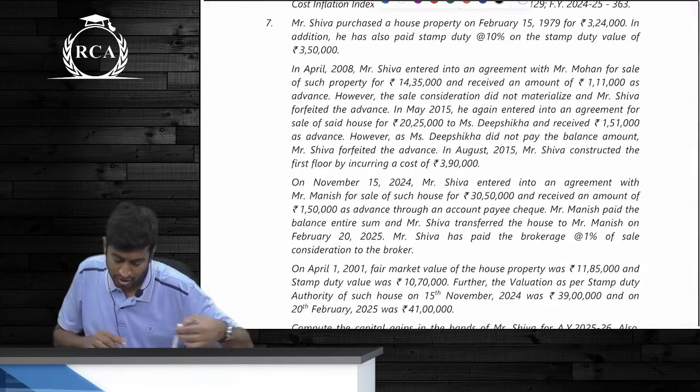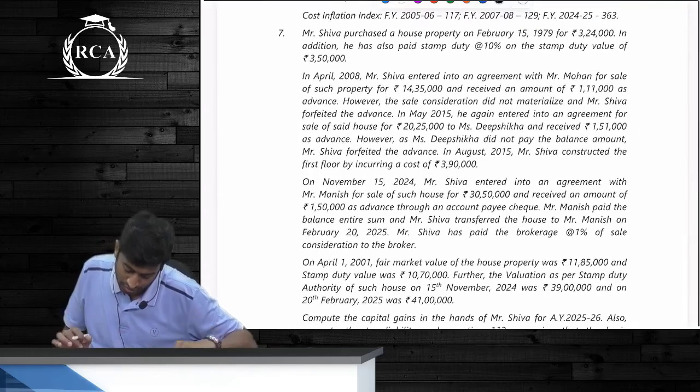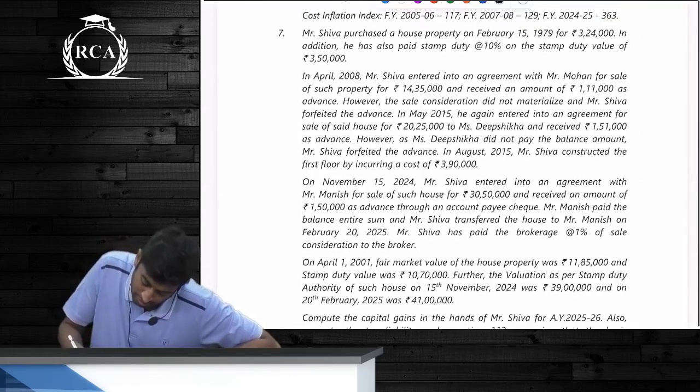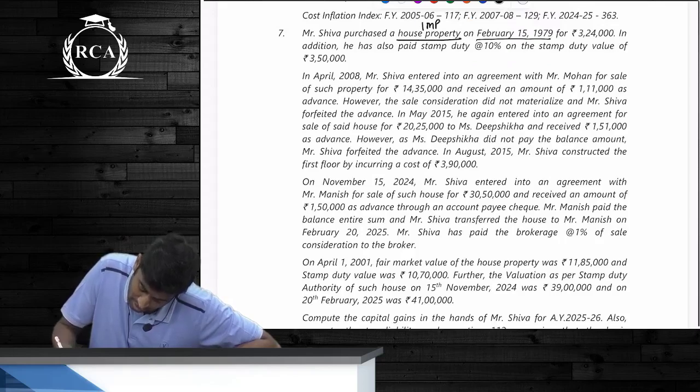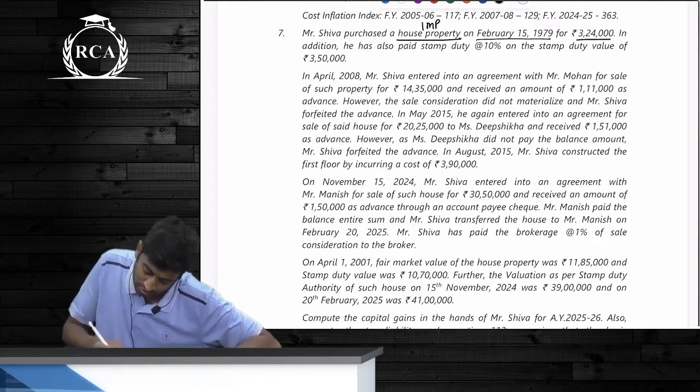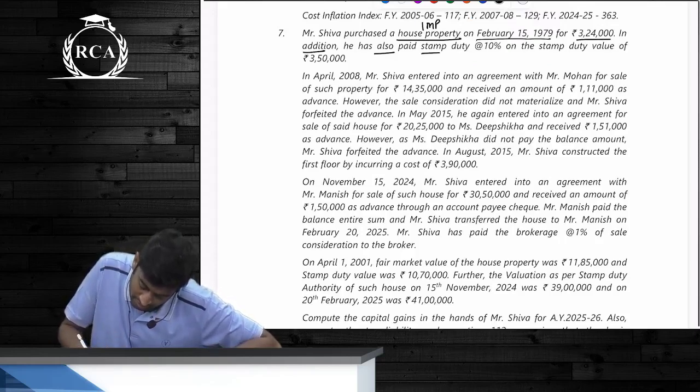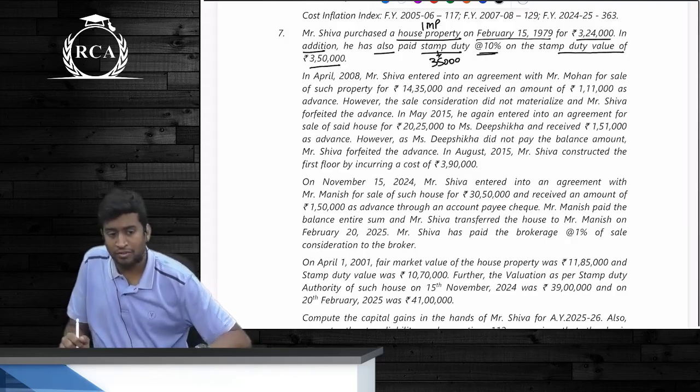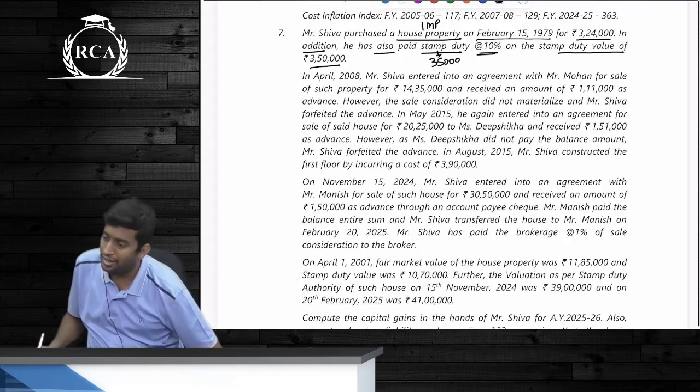Start reading. Mr. Shiva purchased a house property on 15 Feb 1979 for rupees 3,25,000. In addition, he also paid stamp duty at the rate of rupees. So what is stamp duty value? Stamp duty paid 35. Registration charges paid shall form part of cost of acquisition.